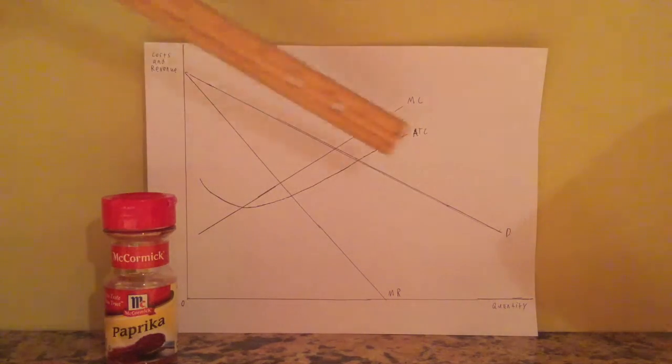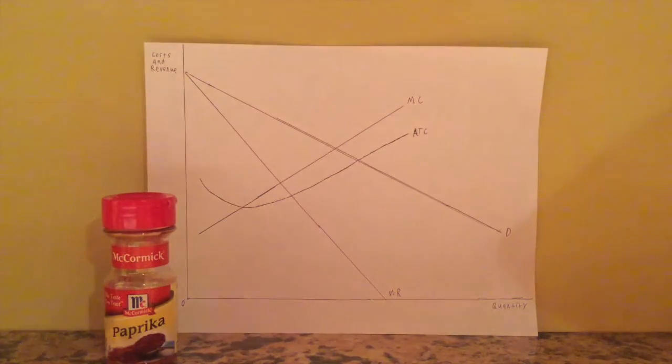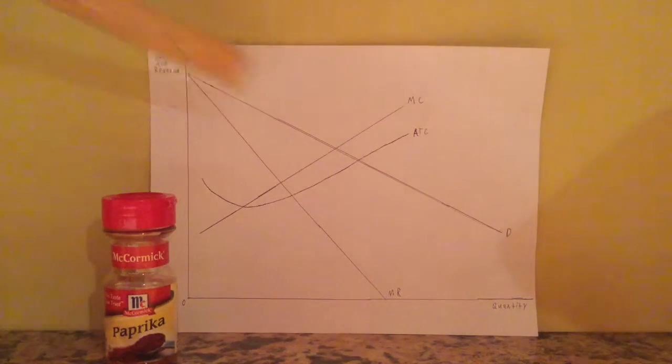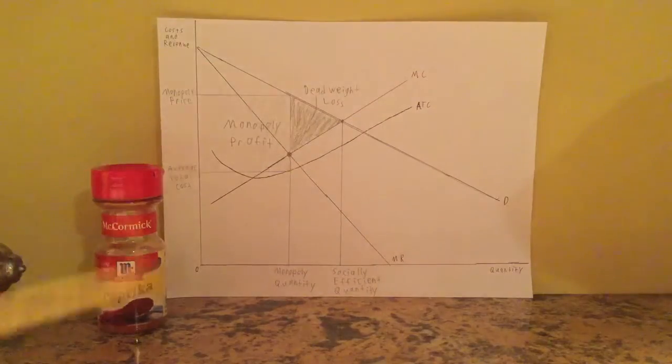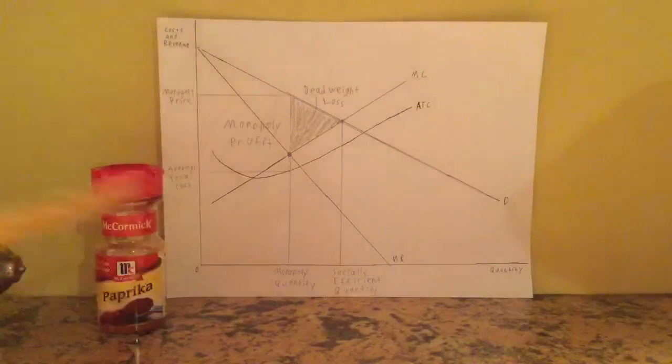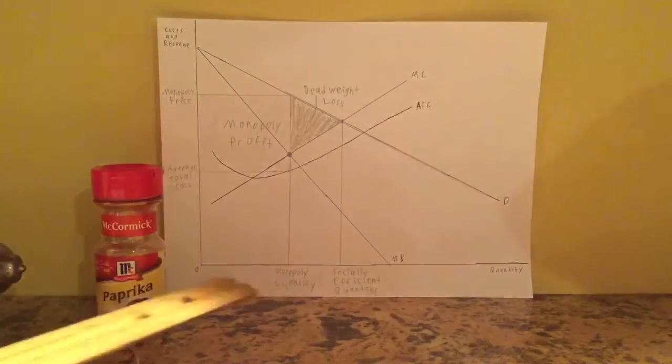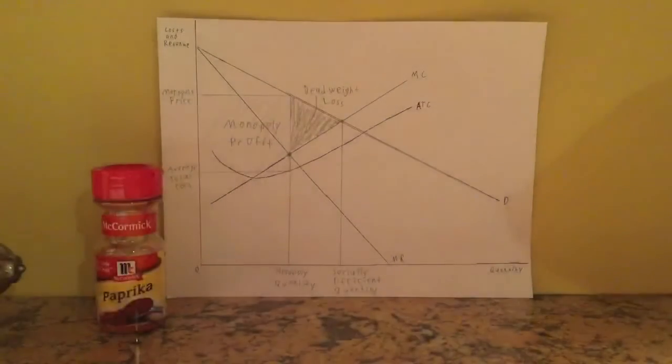Next, we have the demand curve. This shows how much a buyer is willing to pay for the good or service at any given quantity. Next, we have the marginal revenue curve. This shows the change in total revenue from each additional unit sold. Wow. That's all good, but Blue wants to know what this can all tell us about how monopolies work. Well, the left axis shows the costs and revenue of the monopoly, and the bottom axis shows the quantity of the monopoly.